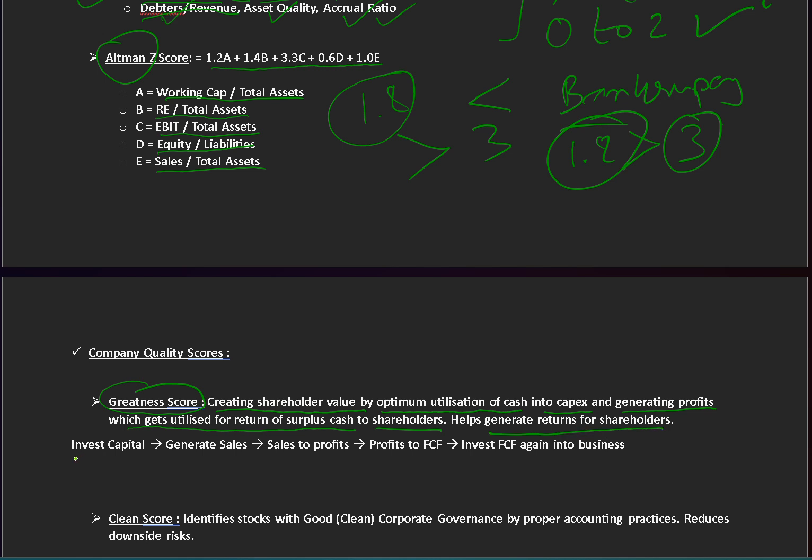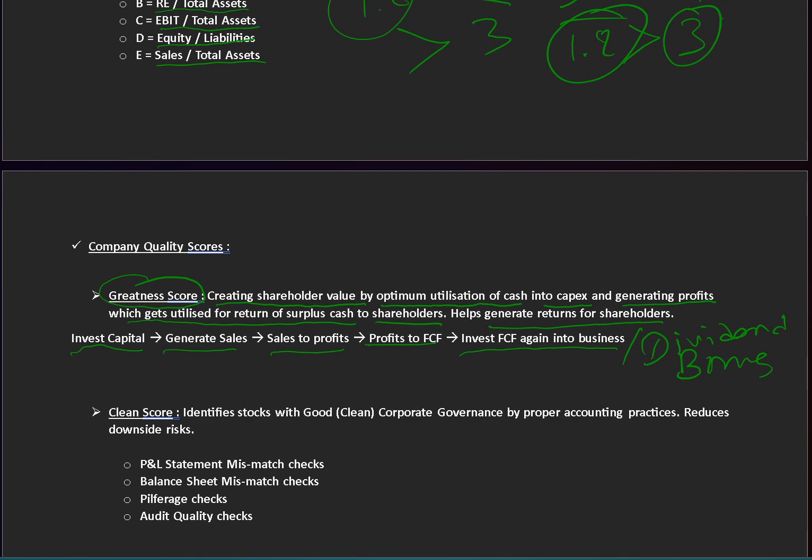So what is the cycle? Invest capital, generate sales, sales to profit, profit to free cash flow, invest free cash flow again into business, or it gives you dividend or bonus. Okay. So this is only possible when it is done over a sustained period of time.